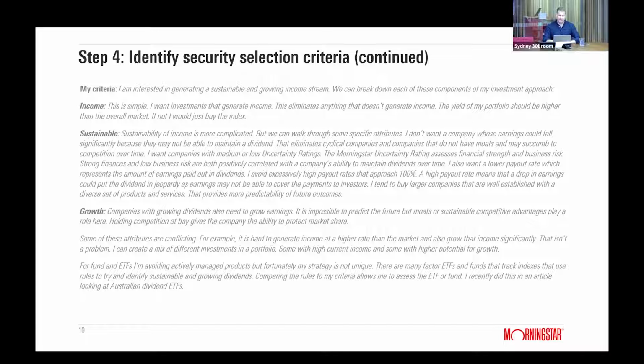I want companies that have moats. A moat, certainly it's a Morningstar rating, but conceptually a moat is a sustainable competitive advantage. I don't want competitive things that happen in the market. I want my company to be able to withstand that competition and the bad impacts of competition. So that's really important. I want companies with low business risk.